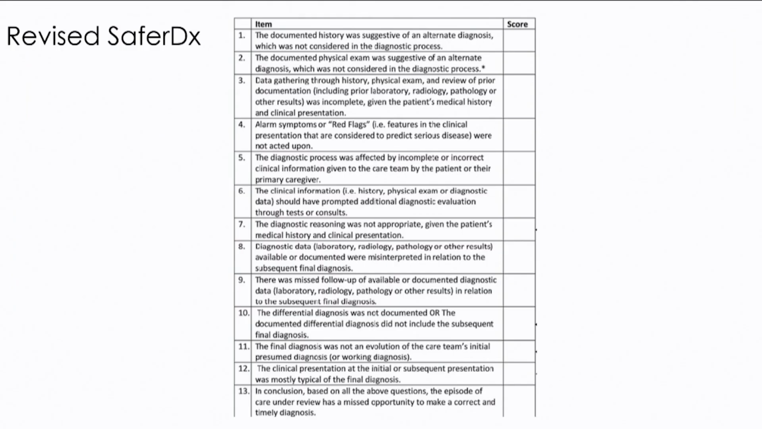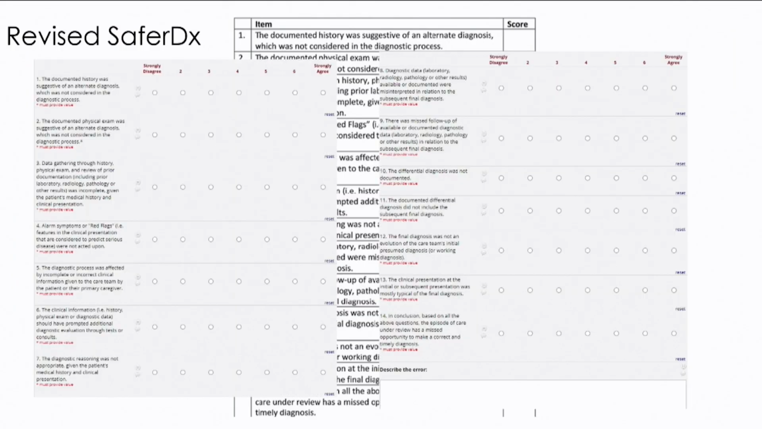So this is the revised Safer DX. We turned it into a little bit of a Likert scale. And I won't read you the questions, but really they ask things like, was there a differential diagnosis? Were there any labs that were missed or any red flag findings? And then we included this area to describe the error. Really this is for the chart reviewers to look through the case and describe their reasoning. When they were reviewing a case, was there an error or wasn't there? And this synopsis is what was actually provided back to their colleagues for feedback.